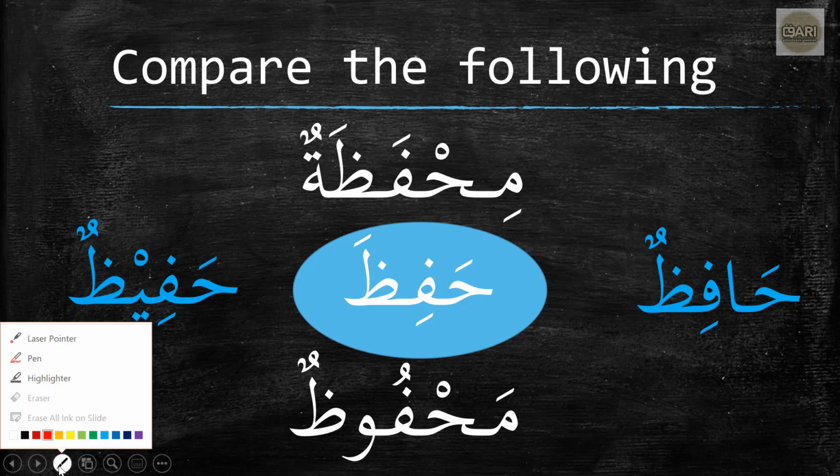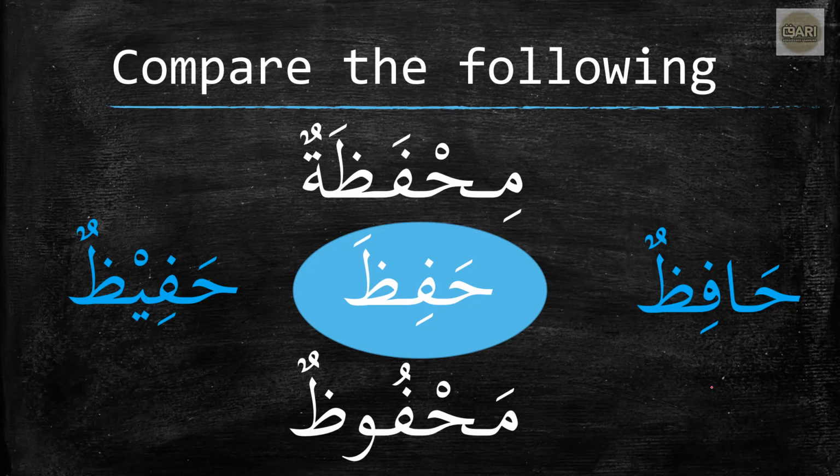Let's bring up our trusty pen and see if we can do some searching here. So we have ha, fa, dha. So we have four words. All of these words look individually different, but they all share the same root letters, which is hafidha. The word hafidha is a pretty common word in Arabic.